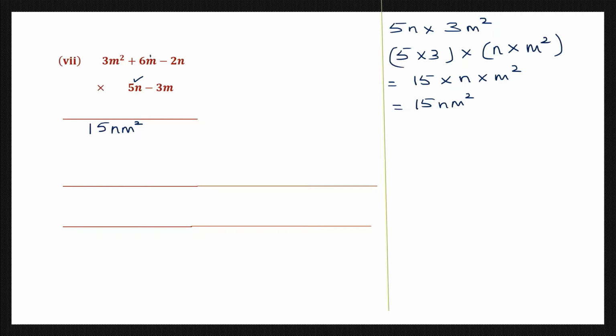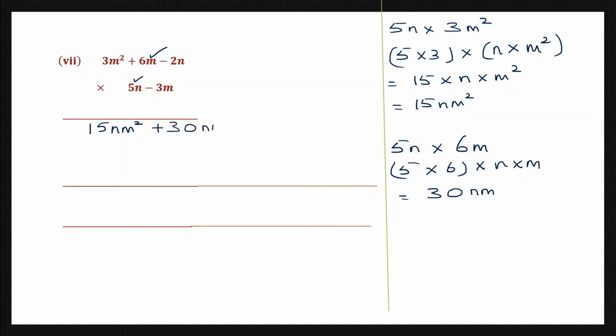Now we're going to take 5n and 6m. So 5n into 6m. So that is 5 into 6, the numbers, into n into m. So that is 30 nm. So let's write that plus 30 nm.